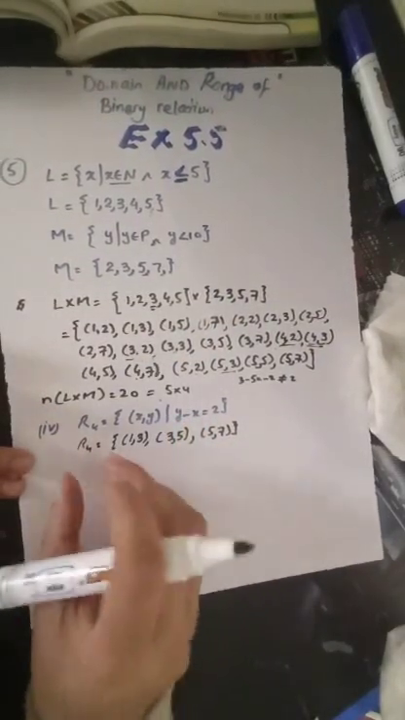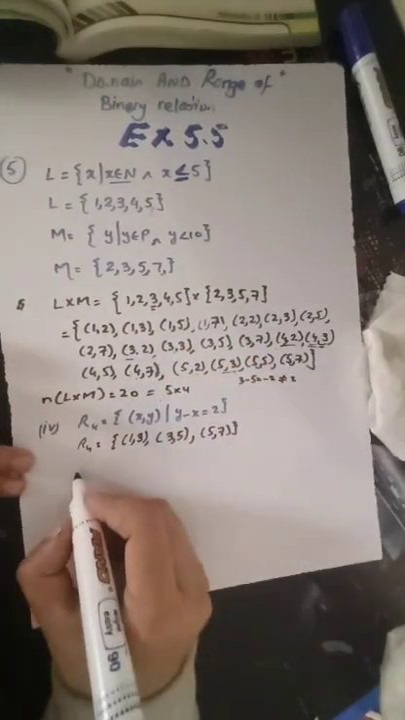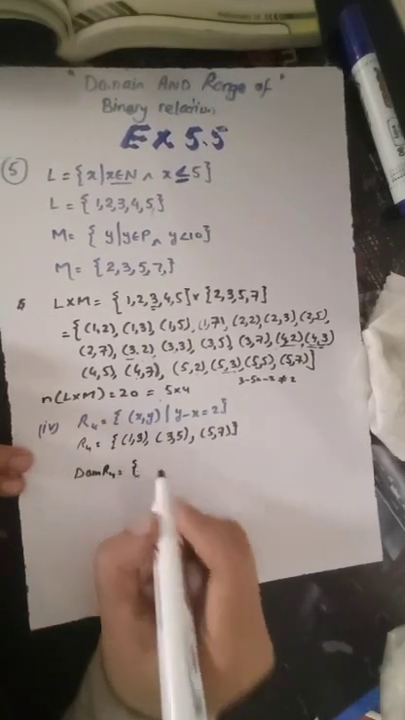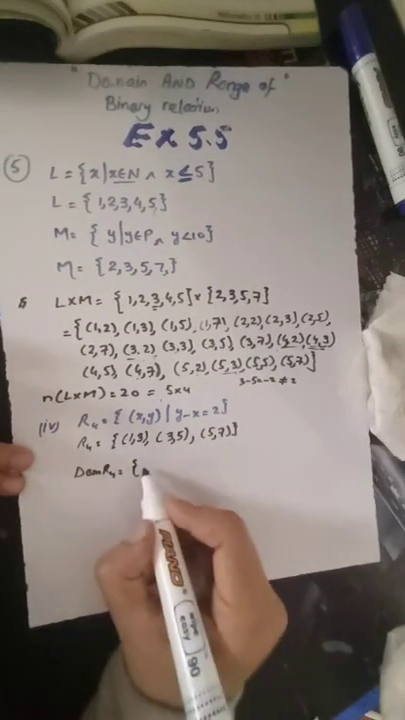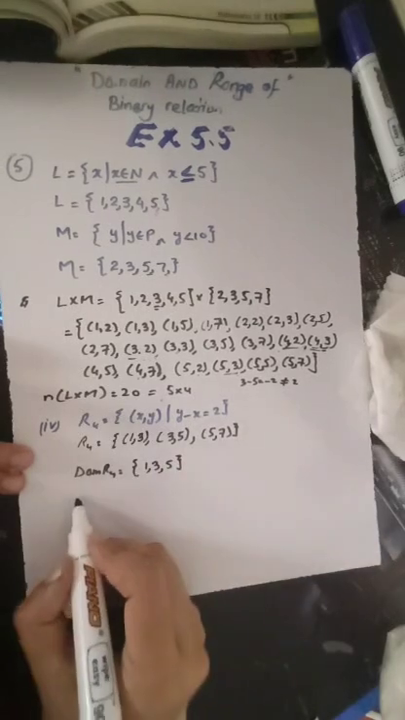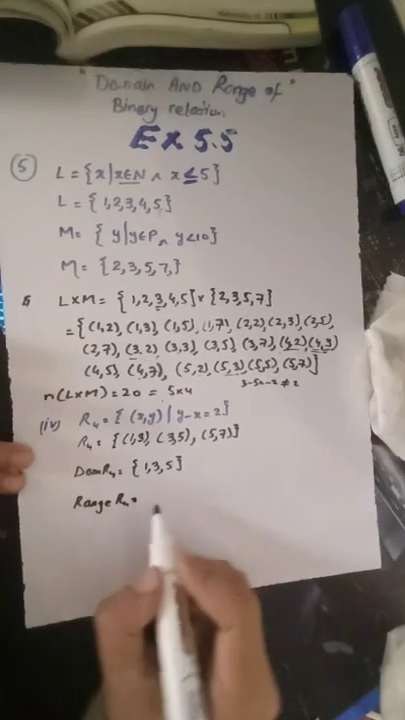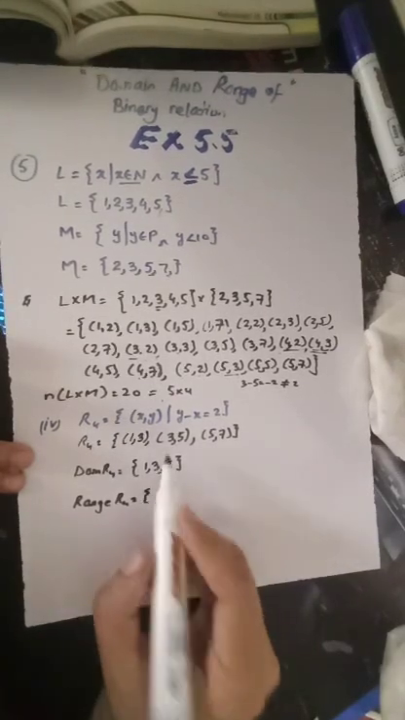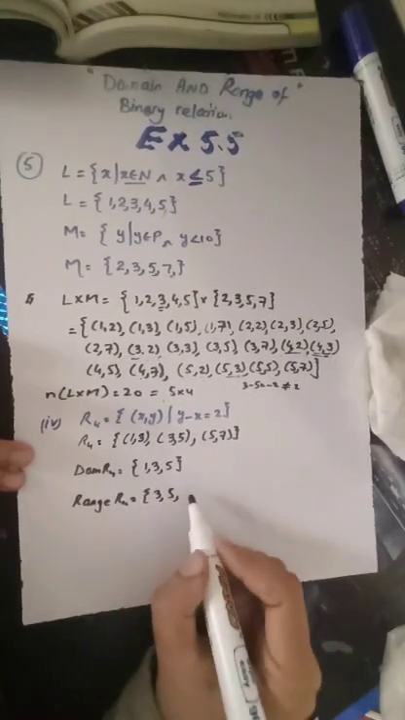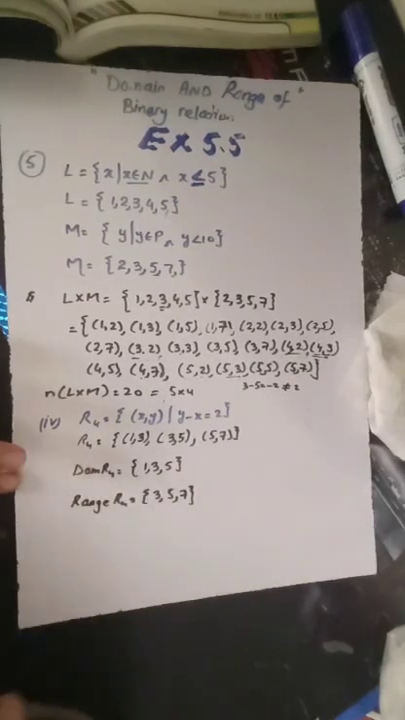Okay, so you just have to see which ordered pairs satisfy the condition given in these relations, and then write the domain. The domain of R4 will be 1, 3 and 5, and the range will be the second elements 3, 5 and 7. Okay, 3, 5 and 7. So this is the domain, this is the range, and this is the binary relation.